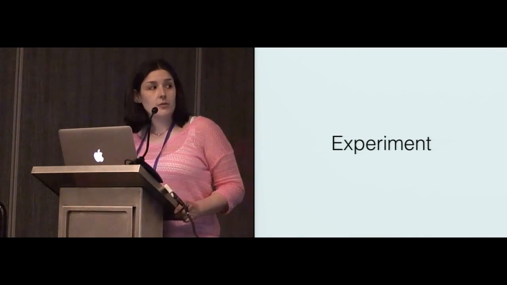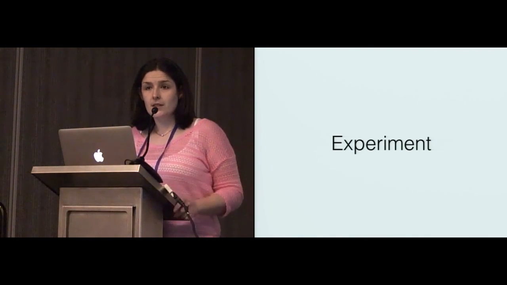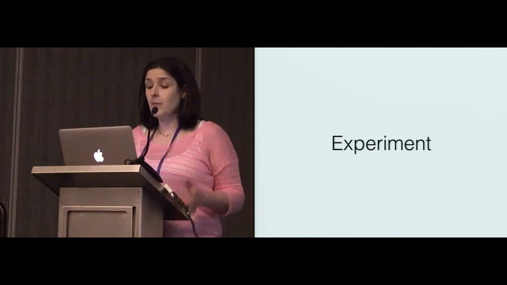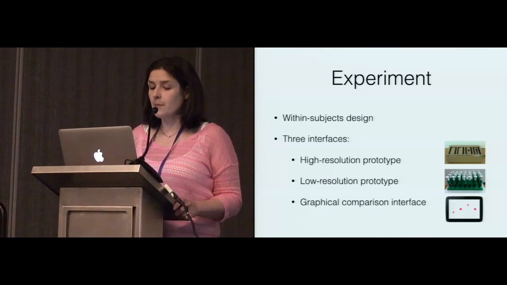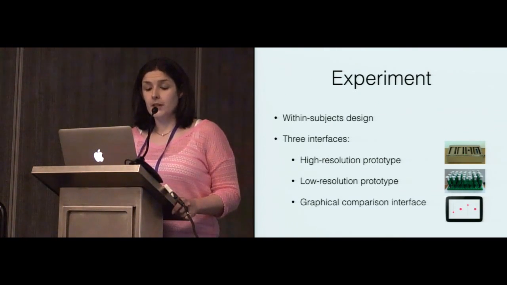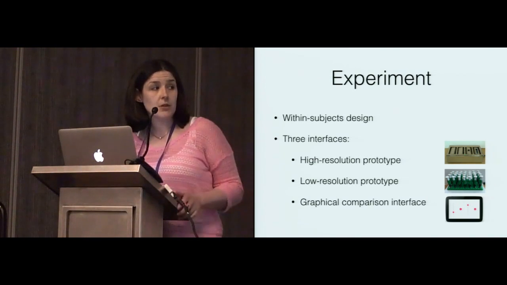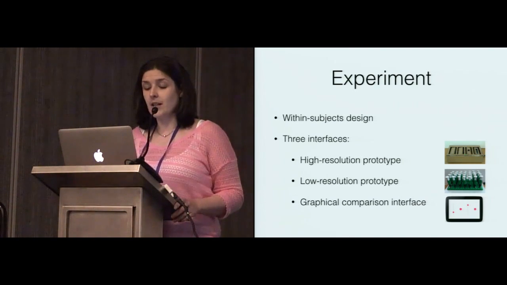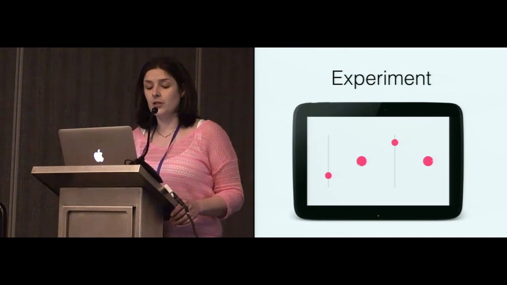So now I'll quickly move on to the experiment that we did to test this prototype. The point of this experiment was to evaluate the impact of resolution on performance with continuous mobile deformable controls. It was a within-subjects design with 3 interfaces: the high resolution prototype that Céline described a moment ago, the low resolution prototype, which I just told you about, and a graphical comparison interface that was just shown here.